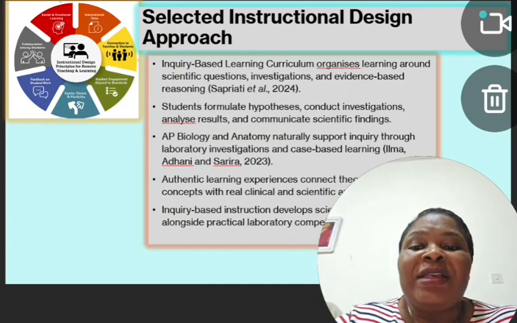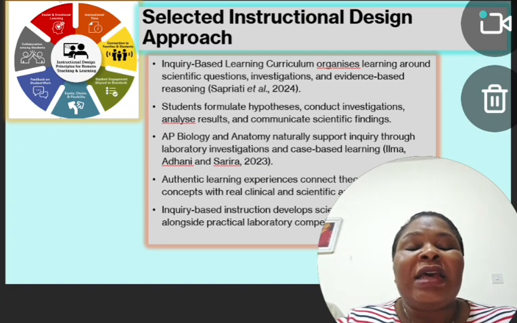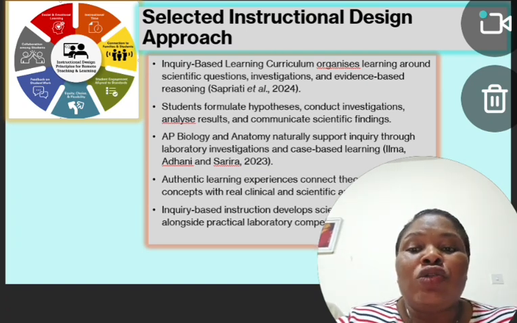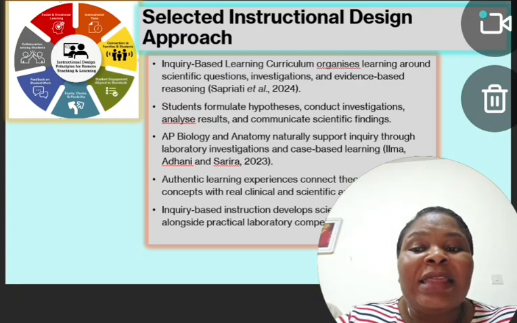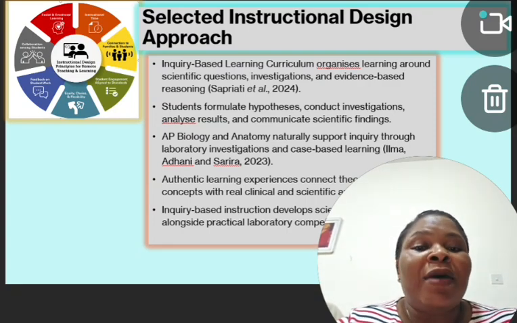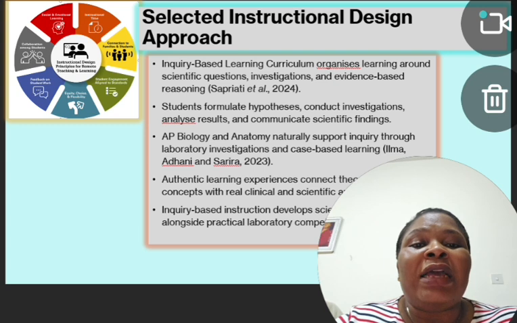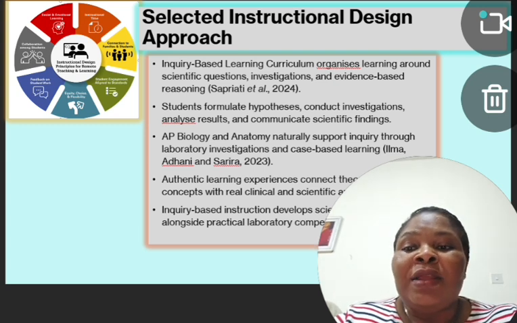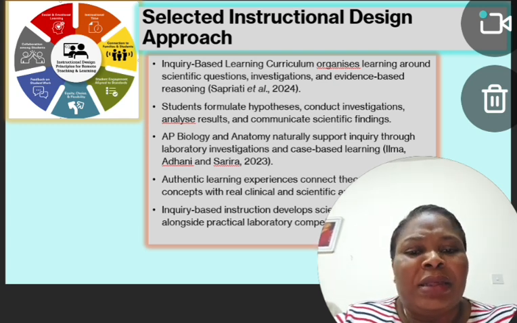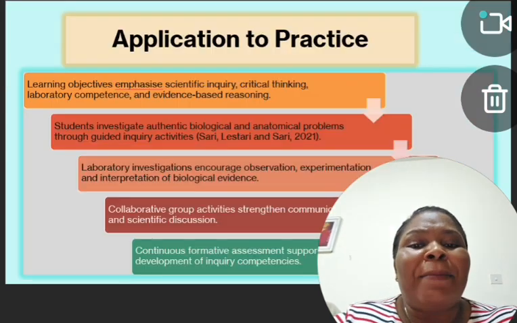All of this helps them to reflect, and it fosters reflective activities which draw their attention to scientific knowledge and skills that are necessary for them within the educational system and even in the outside world. Let's take a look at application to practice. What do we mean by application to practice?